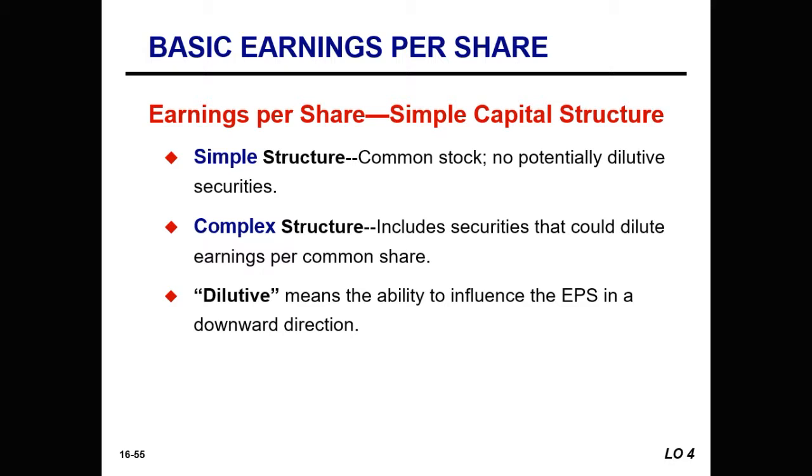The basic calculation for earnings per share is net income divided by weighted average number of shares outstanding for a company that has no preferred stock and only has common stock and no dilution. However, often there is a complex structure at play. And that means that there is some type of a security that's around that could dilute the earnings per common share. The word dilutive means the ability to influence EPS in a downward direction.